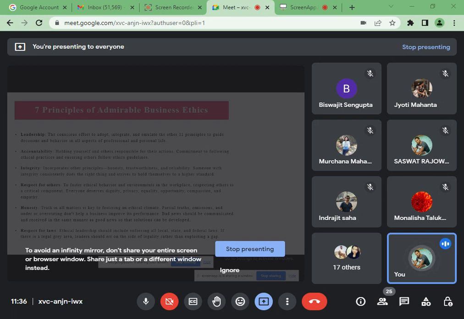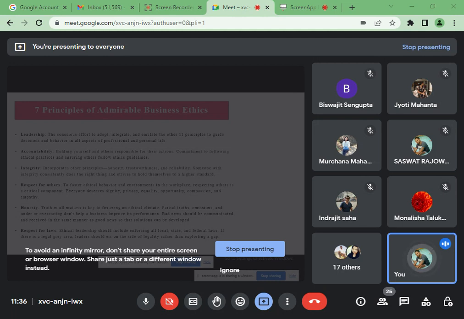There are some principles of admirable business ethics. First one is leadership. The conscious effort to adapt, integrate, and emulate the other 11 principles to guide decisions and behaviors in all aspects of professional and personal life. Next, accountability. Holding yourself and others responsible for their actions. Commitment to following ethical practices and ensuring others follow ethics guidelines. Integrity incorporates other principles: honesty, trustworthiness, and reliability. Someone with integrity consistently does the right thing and strives to hold themselves to a higher standard.